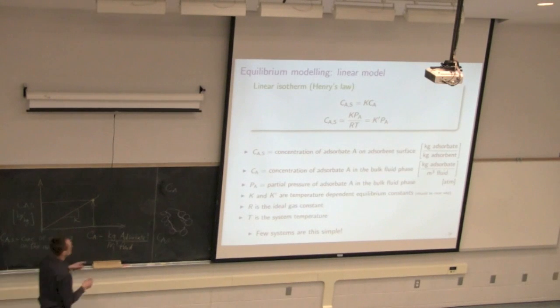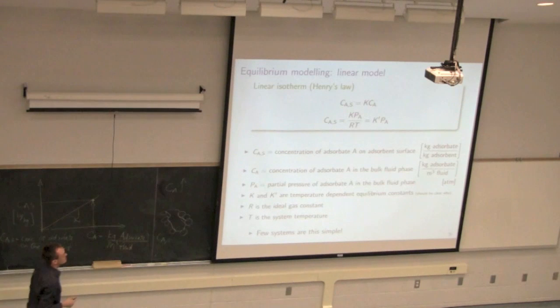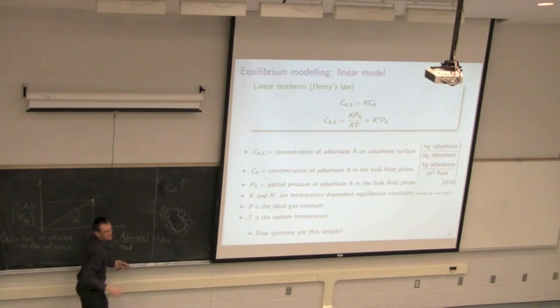So CA, you increase the amount of adsorbate per meter cubed fluid. You just raise that concentration higher and higher and higher. This relationship tells you you're able to load up the solid more and more and more. So as CA goes up, this says you simply keep adding more and more material on to your solid surface.